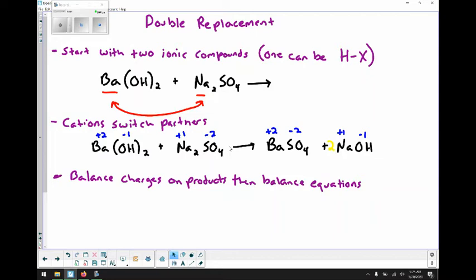They switch partners. The barium here is going to go with the sulfate, and the sodium here is going to end up with the hydroxide. So you'll end up with barium sulfate and sodium hydroxide. So the cations switch partners, I wrote that out over here, barium with sulfate and sodium with hydroxide. Now, when you do this, you're making ionic compounds, which means you have to check the charges and balance them. Barium is +2. Sulfate, if you look it up, is -2.